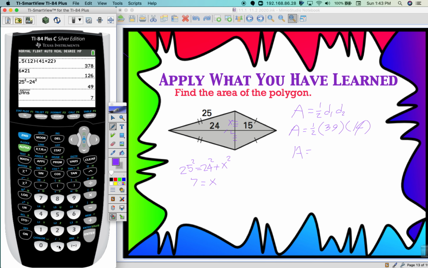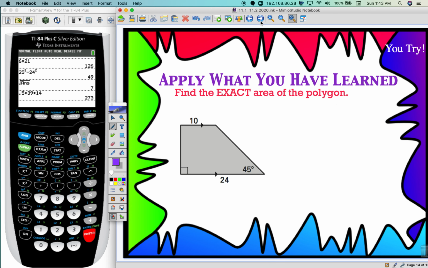All right, 1/2 times 39 times 14 is 273. All right, the exact area of this kite.